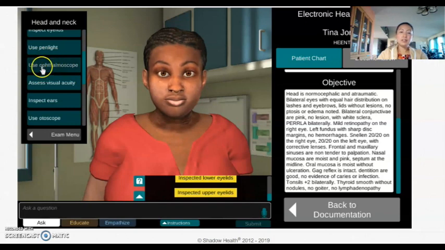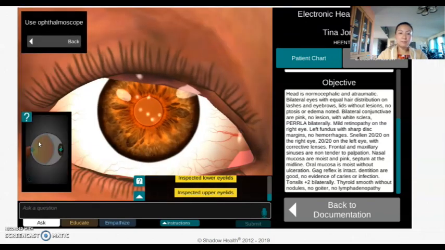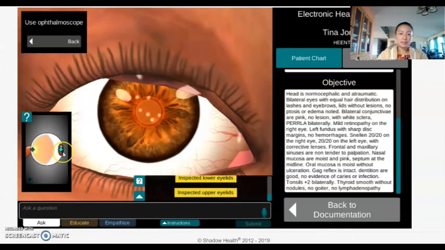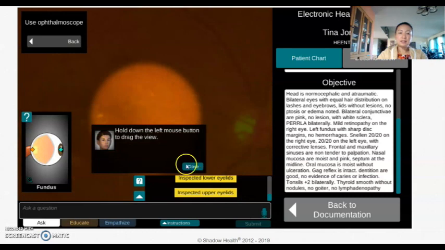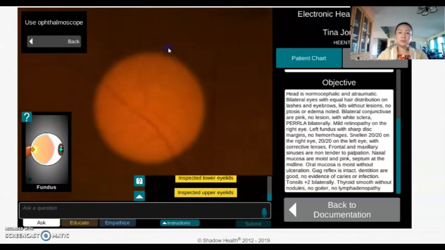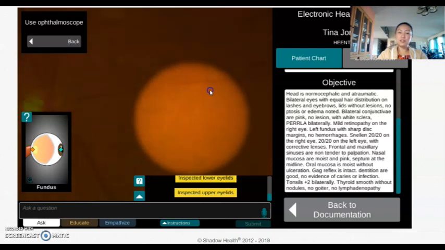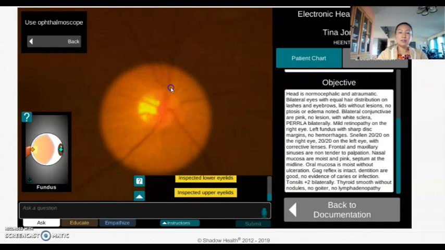Okay, using the ophthalmoscope, now I can see the inner aspect of the eye. There you go, pupil is reactive and going deeper to the retina. And this time, I am assessing for any abnormalities, for any hemorrhages, for any cotton wool bodies, and also the disc shape.